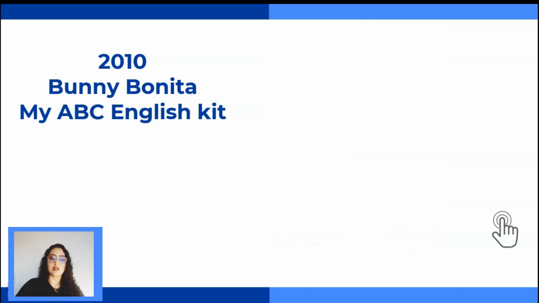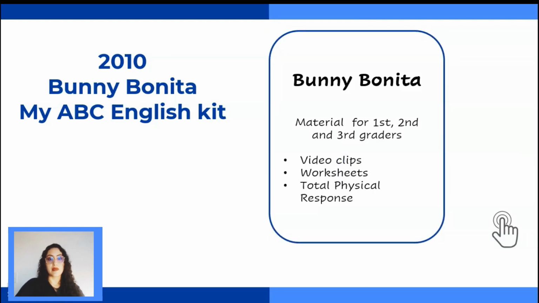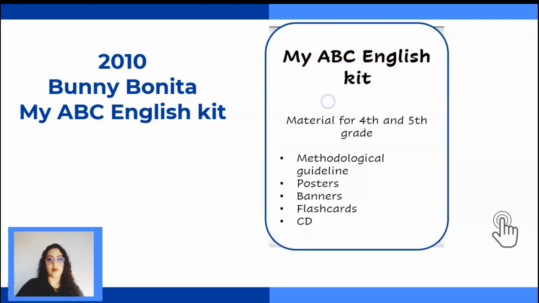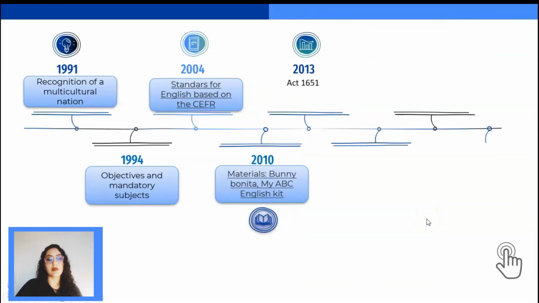The Bonita Bonita included video clips and material for photocopying. My ABC English Kit was actually a bag kit that included a CD-ROM, posters, banners, and some guidelines for primary teachers. This program was strengthened by Act 1651 of 2013, also called the Bilingualism Act, which sought to modify the General Act of Education of 1994.